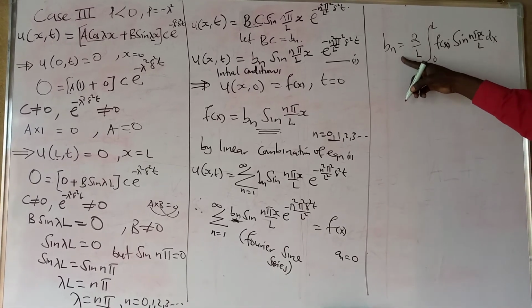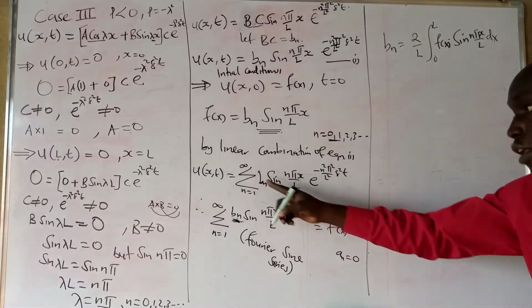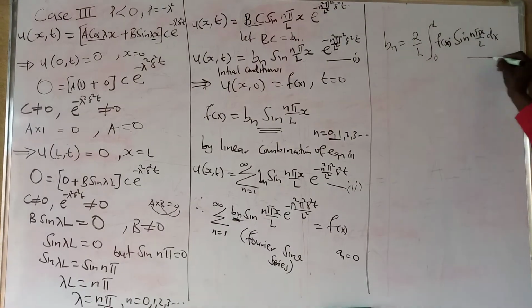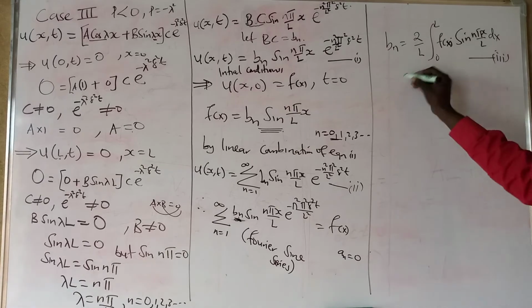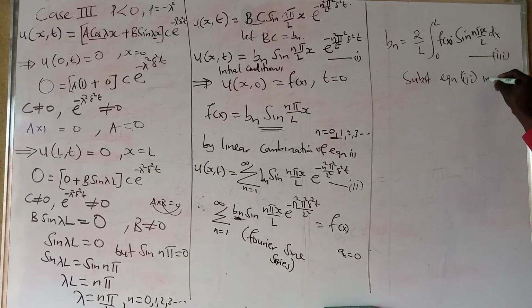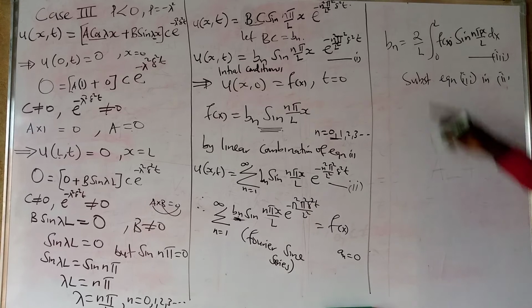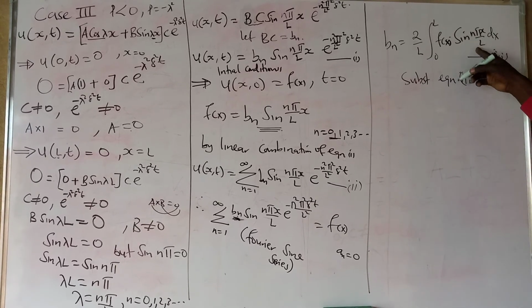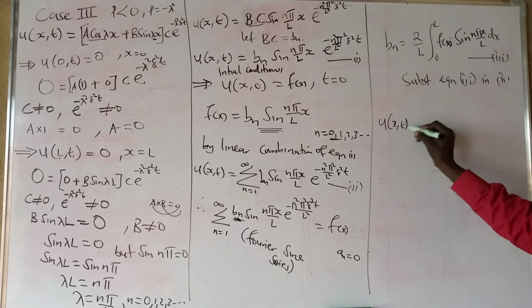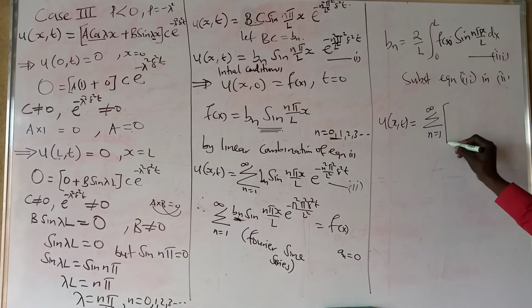Since we have our Bn, we can substitute it back in our equation and we shall get our solution. So we substitute back in equation 2. So substituting equation 3 in 2. While quoting this, you are quoting it from Fourier series. Bn is the same as that for Fourier series. So you can pick this and place it inside there. That means our u(x,t) is the same as the summation from n equals 1 to infinity. So what's our Bn? Our Bn is this.